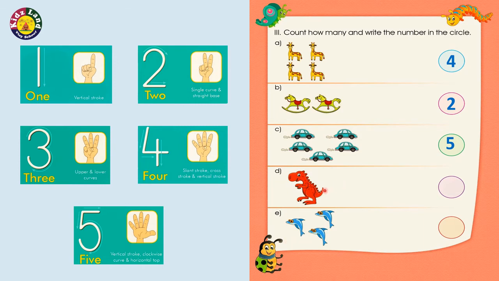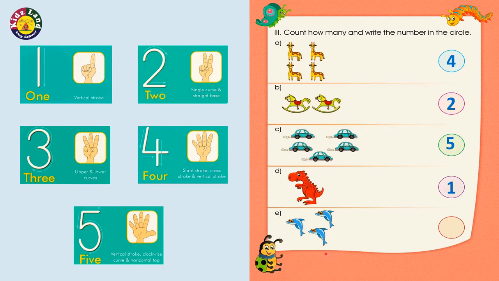Next picture is the dinosaur. Oh my god, dinosaur. How many dinosaurs are here? There is only 1 dinosaur. Let me see. We have to write number 1 in the circle near the dinosaur.